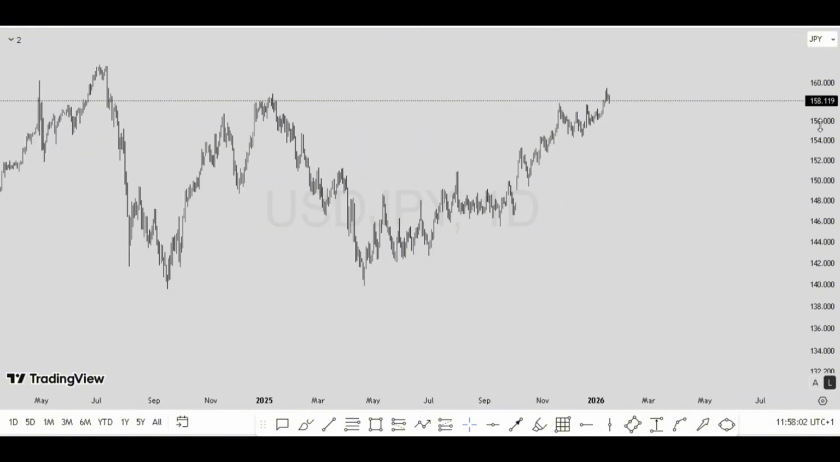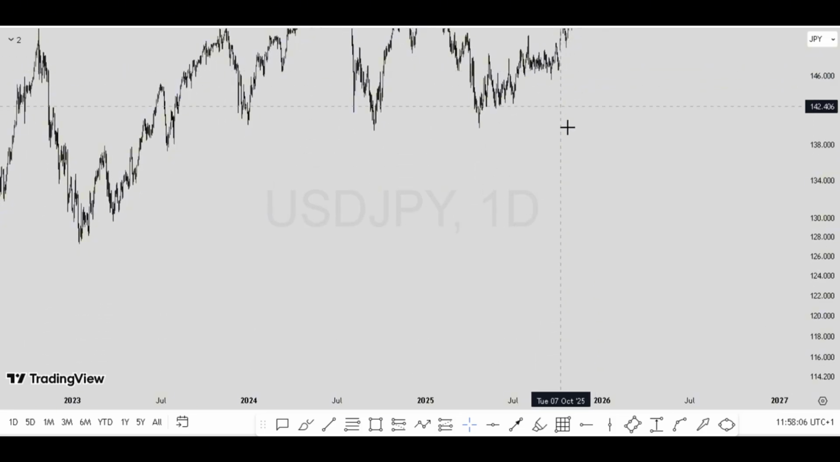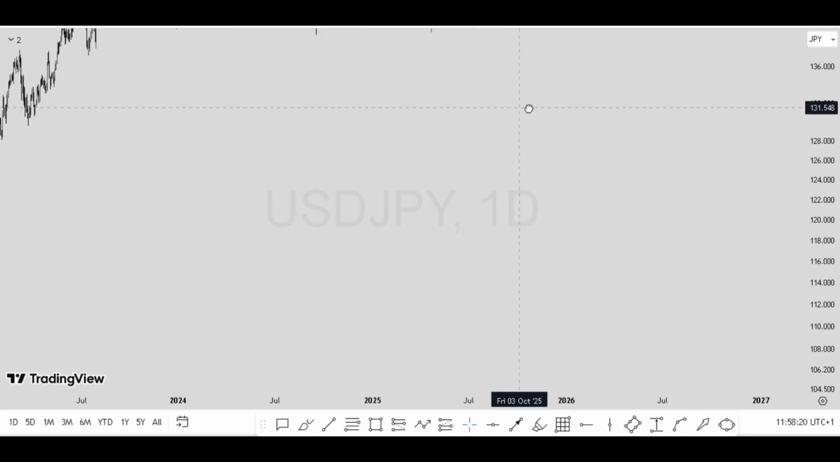So let's dive into it. This is Euro USD daily time frame. That's where I'm starting my analysis from. And step by step, I will walk you guys through it, the mindset behind it, and how I perceive the chart.